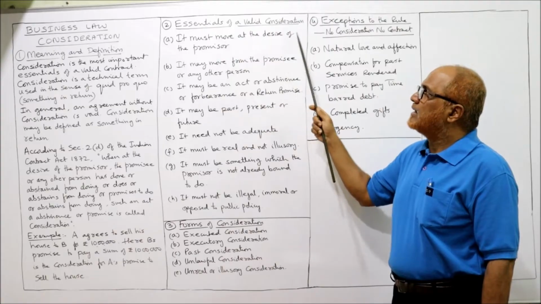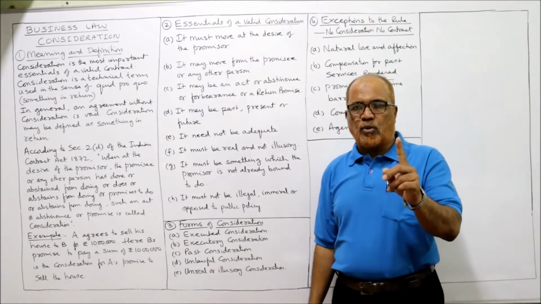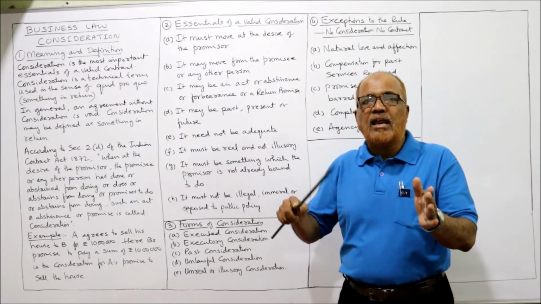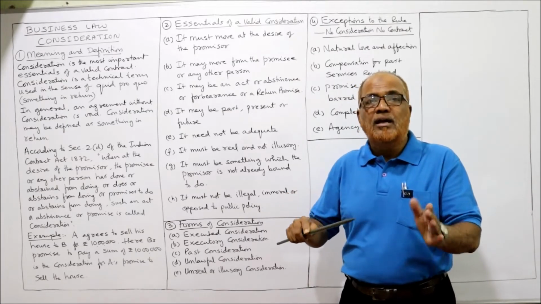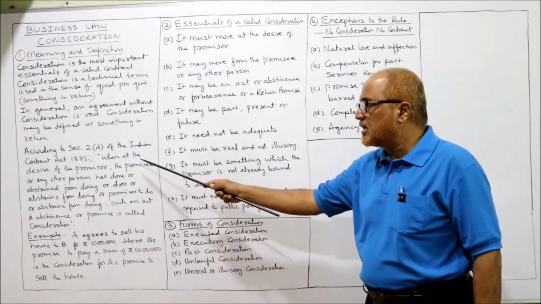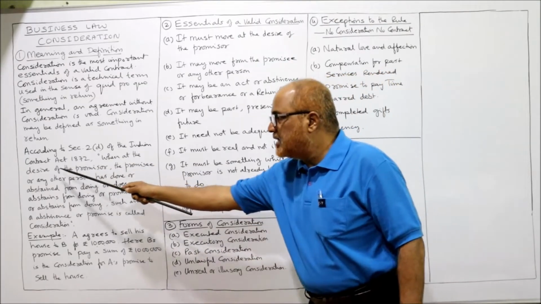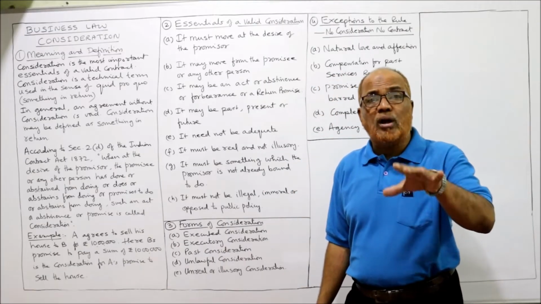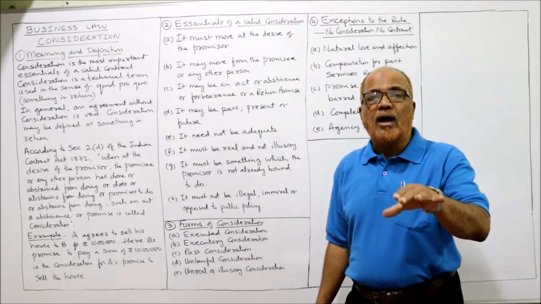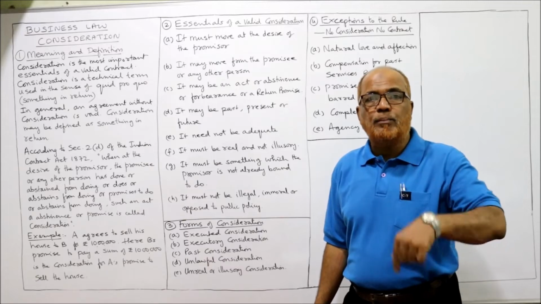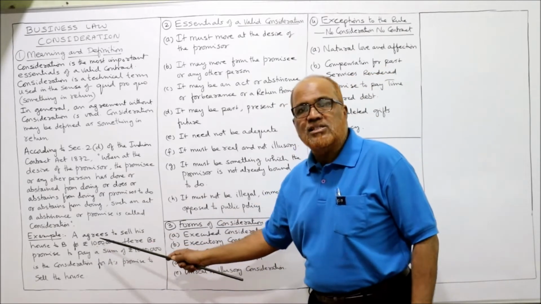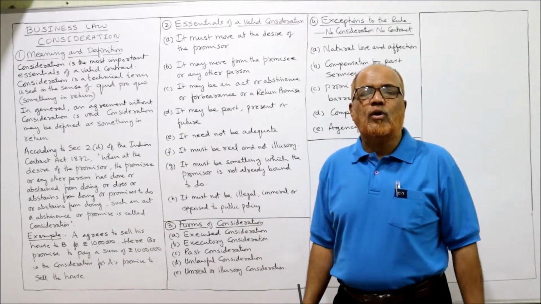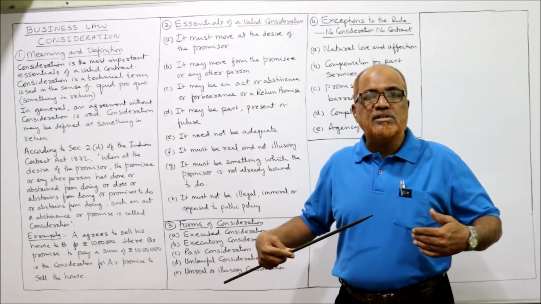It must move at the desire of the promisor. First point: the consideration must move at the desire of the promisor. Here in the definition itself, this is the first thing: when at the desire of the promisor. That means the consideration should always go according to the desire of the promisor. Here in this case, A is the promisor. A agrees that I will sell the house to you for rupees 10 lakh. That means he is the promisor.